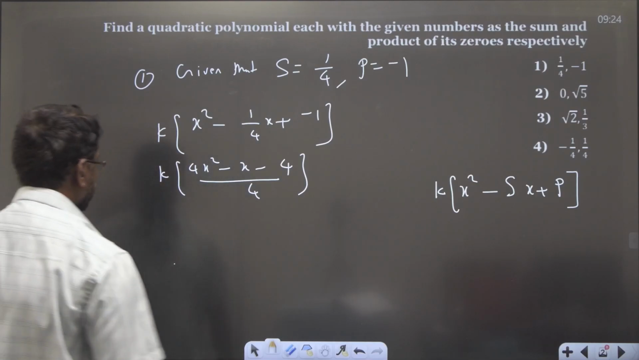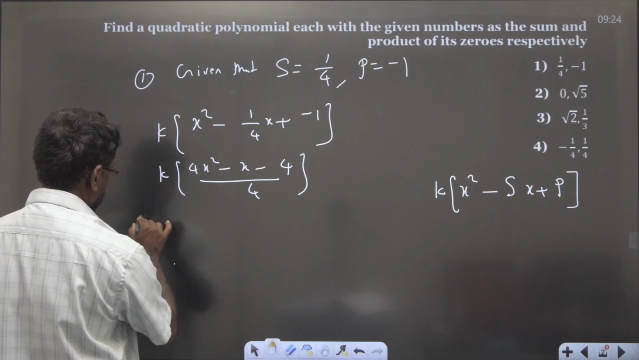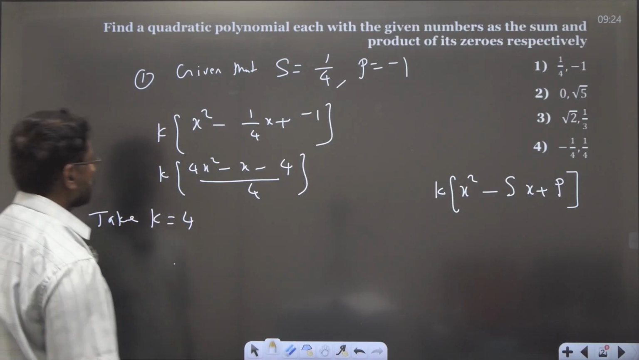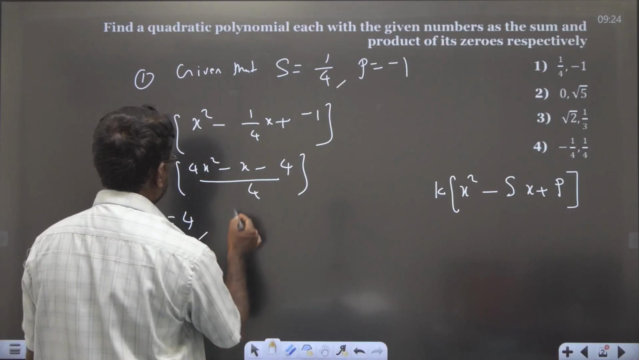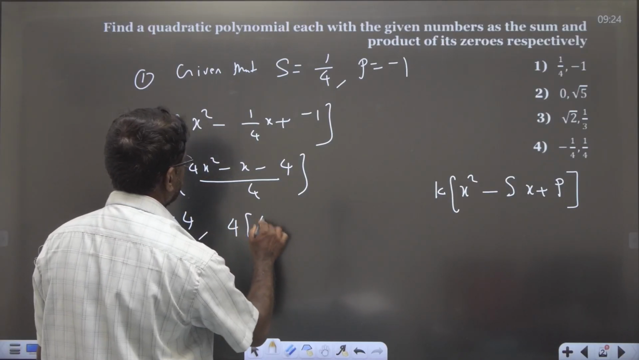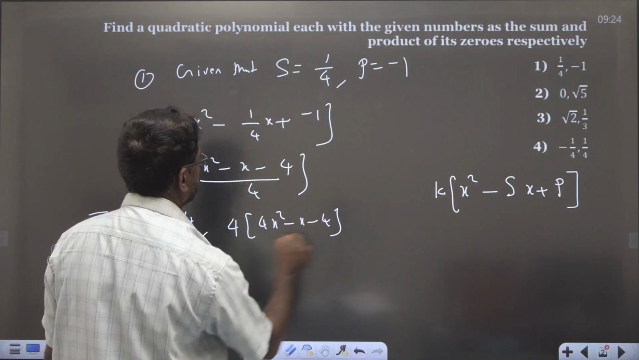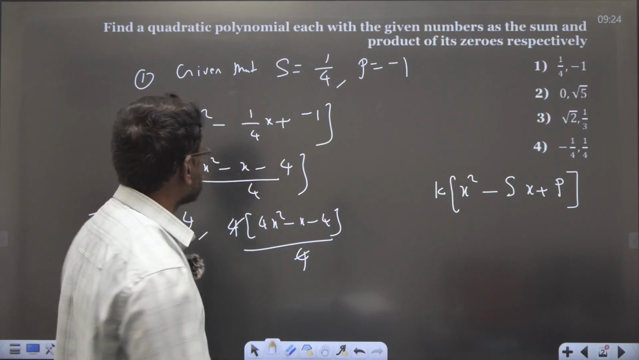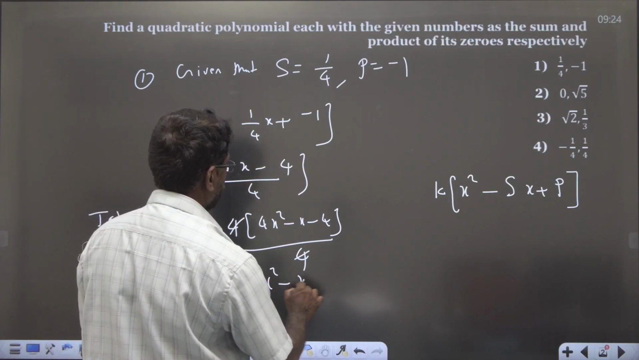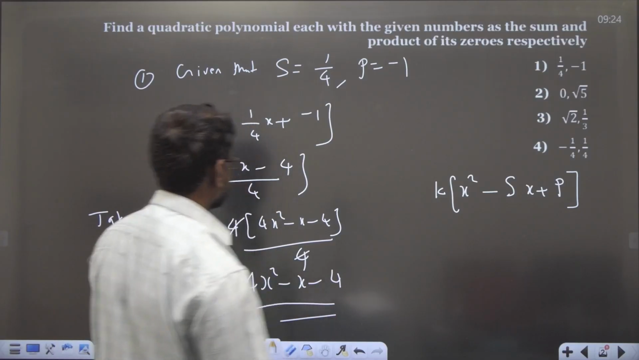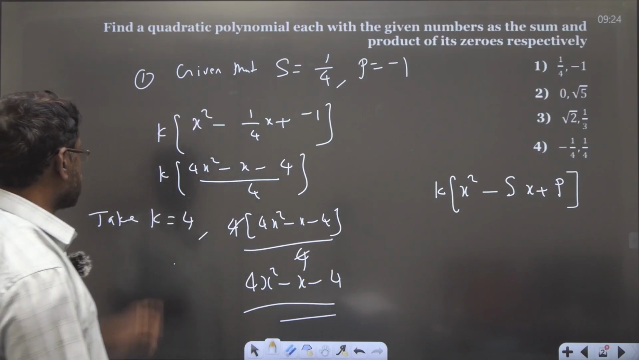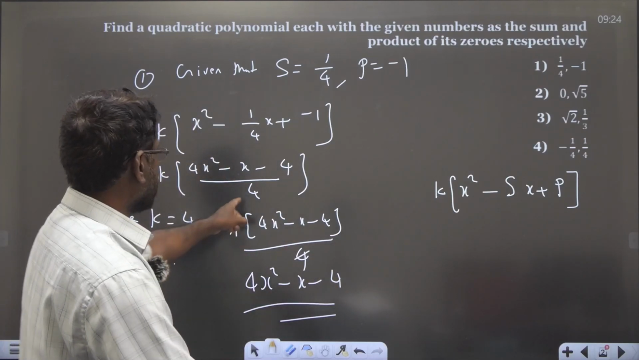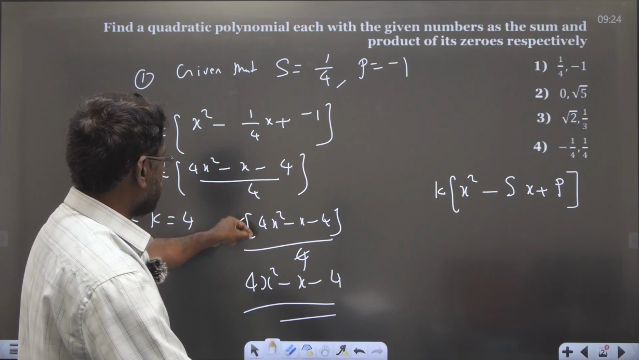Since k is any constant, if we take k equal to 4, then the quadratic polynomial is 4 into 4x square minus x minus 4 by 4. The 4 can be cancelled. Finally, the quadratic polynomial is 4x square minus x minus 4. Since k can be any real number, no problem. We can cancel it, then we will get the standard form.